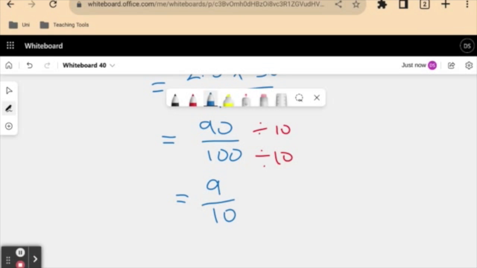So that is how we find the percentage of a quantity. And as you may have gathered, this is exactly the same as taking fractions of quantities, because percentages are types of fractions. They're just a different way of representing fractions.